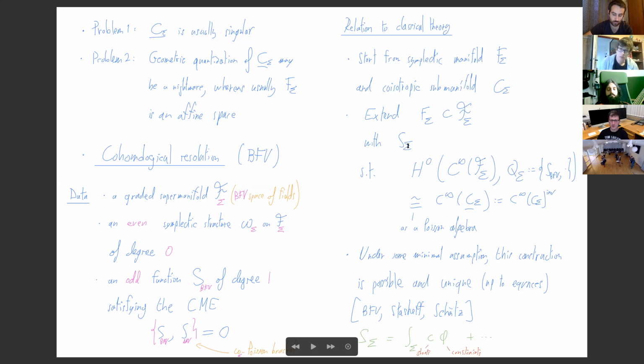So this is an odd function of degree 1. Then what you do, you take the Hamiltonian vector field of this function. By the classical master equation, this Hamiltonian vector field squares to 0. It's what is called a cohomological vector field. By the choice of parity, it's odd, and it has degree 1 by the choice of degree. So it's really what is called a cohomological vector field.